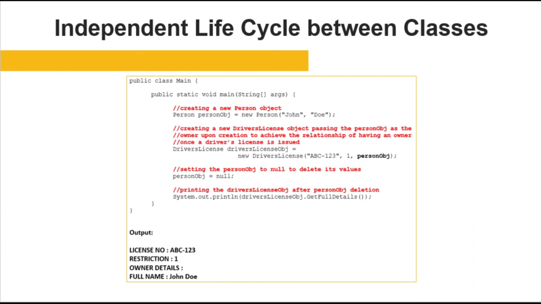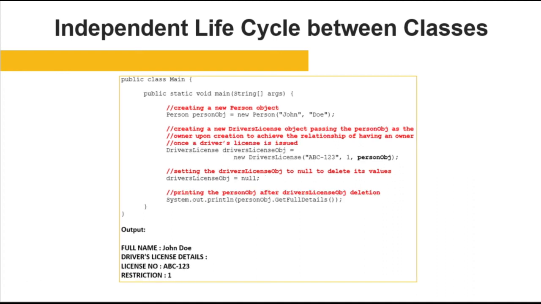Meaning to say, even if we deleted the person object, still by printing the license object, we are able to get the values of the person who owns the given example of the license object. Same will happen if the one we set to null is the driver's license object. The person is still existing.